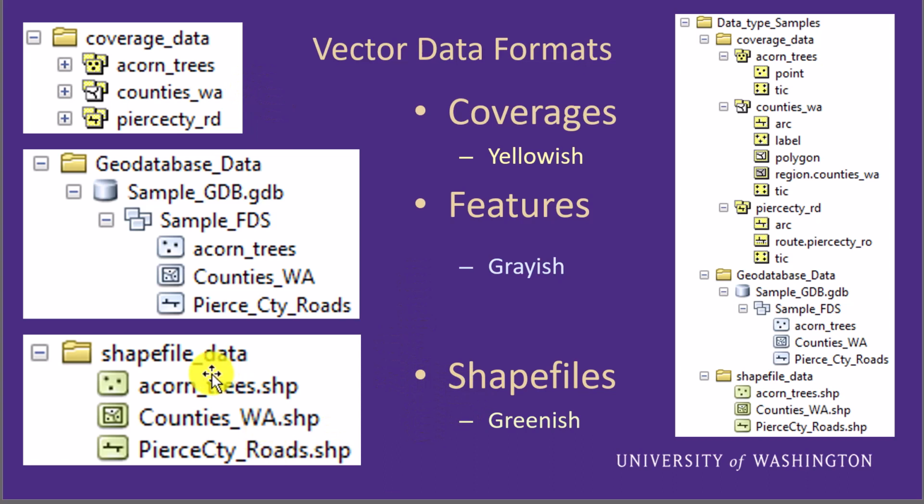And then again at the bottom is the shapefile data. You've downloaded shapefiles from Canvas to use in your labs, and you can recognize those as points, lines, and polygons depicted in green. So green for shapefiles, gray for feature classes, and yellowish for coverages.